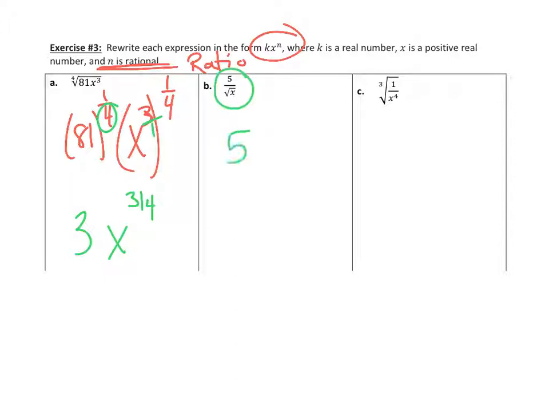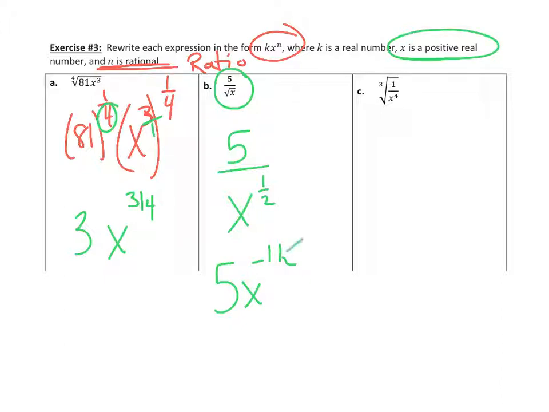Here I have 5 over x to the 1/2. Where did the 2 come from? It's called the square root. Now, you could bring that up to the top and call it 5x to the negative 1/2, but the direction said x has to be a positive real number. So I'm actually going to leave it like that.